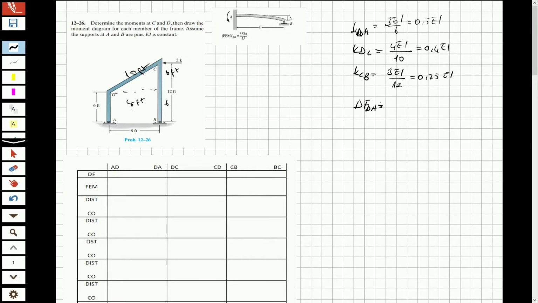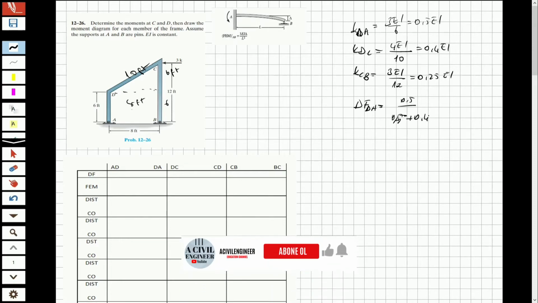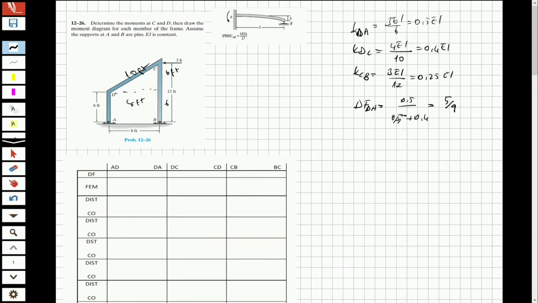DF DA is equal to 0.5 over 0.5 plus 0.4, which will be equal to 5 over 9. And when I subtract from 9, I'm going to obtain 4 over 9, equal to distribution factor DC.